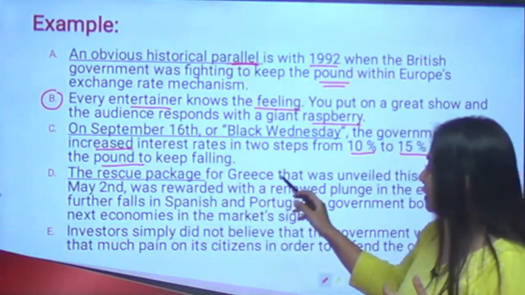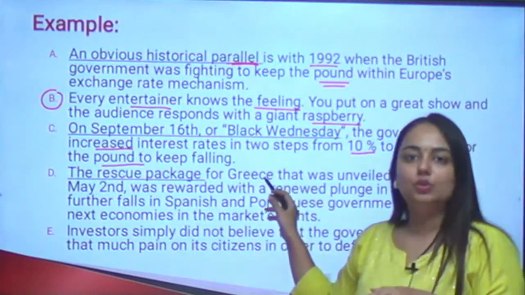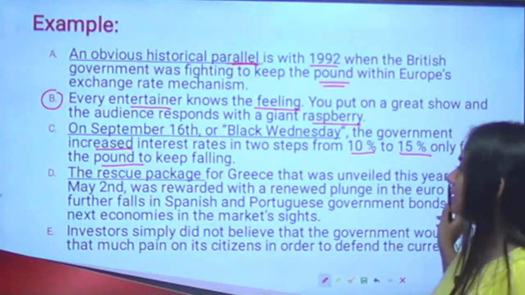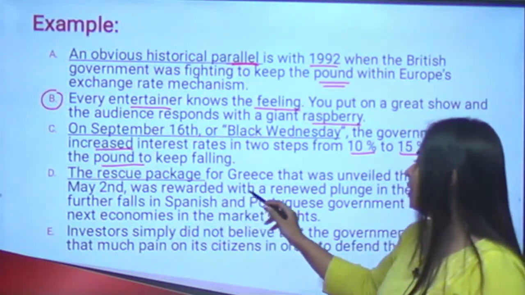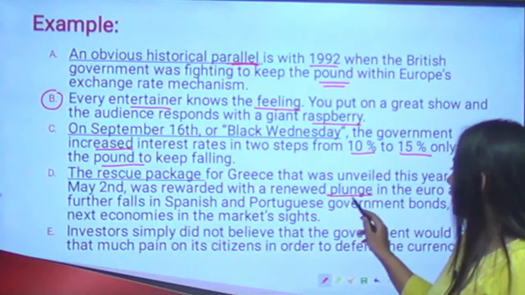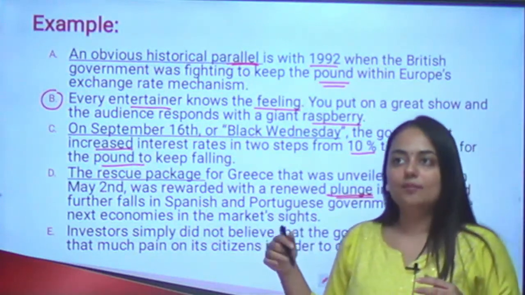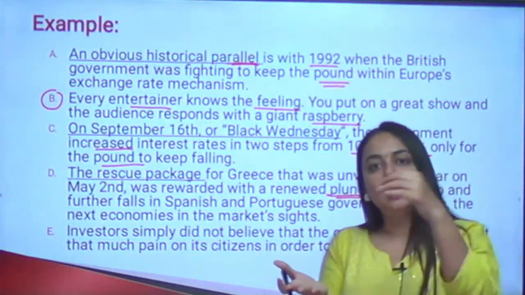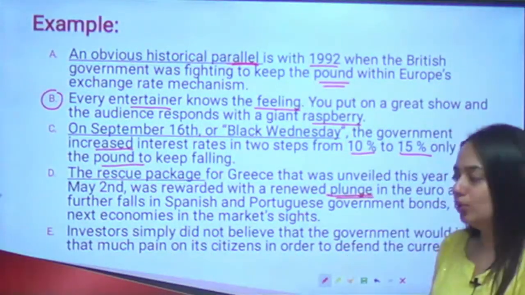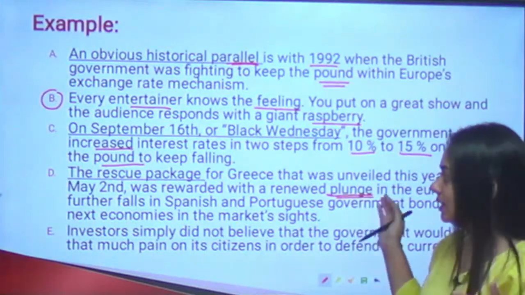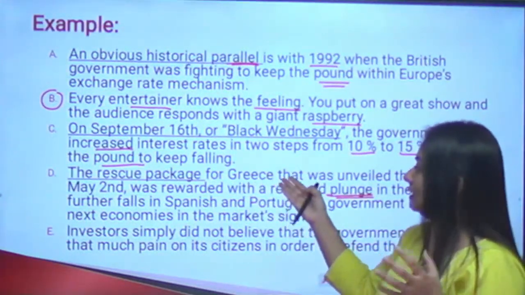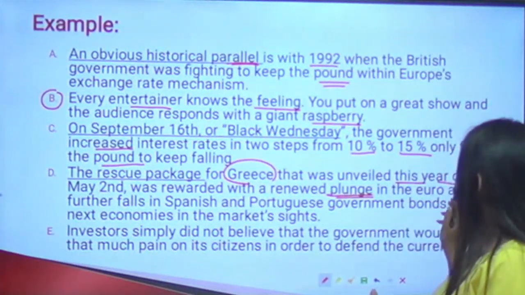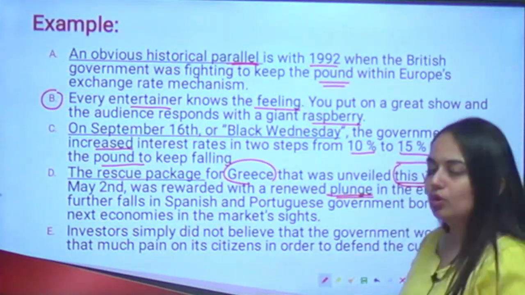The rescue package for Greece, now they have shifted to Greece. The rescue package for Greece that was unveiled this year on May 2nd was rewarded with a renewed plunge. Guys, this is basically a satirical statement. Plunge is a dip, a dive into something, a leap into something. So this is not a positive sentence. He is saying that the rescue package this year, the rescue package that was announced for Greece, that was unveiled this year. So this forms a chrono pair.